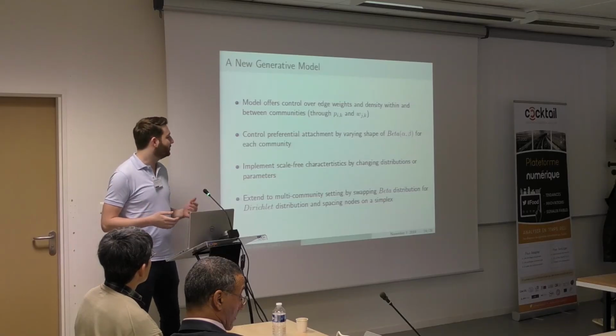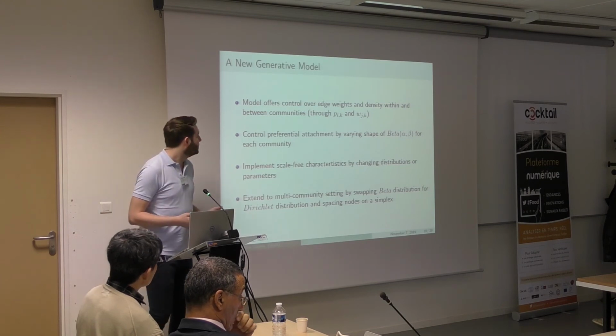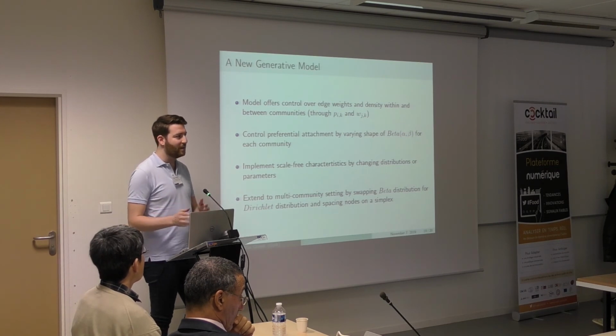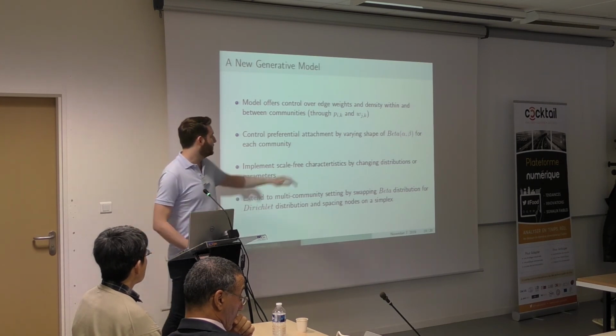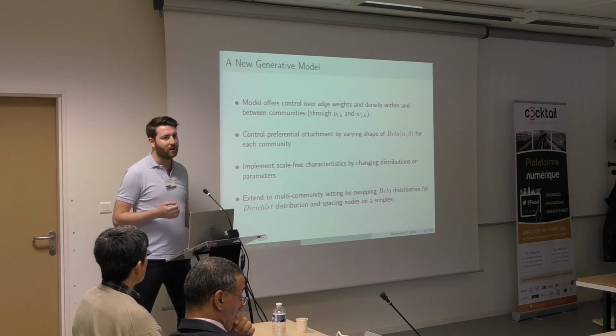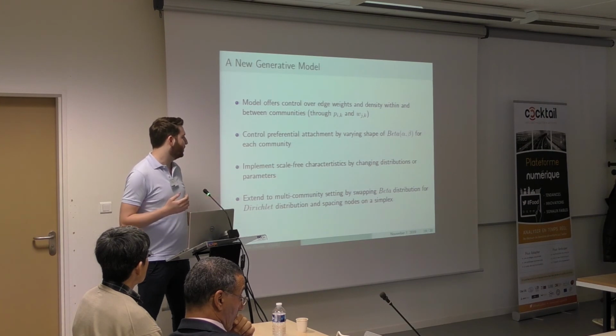Our hope is that we've got control over all of the characteristics of simulated graphs that we want. So we want control over edge weights, we want control over the density both within and between communities. By tuning our sample weights and the container sizes in our simulated graph, we should be able to get what we want. We've also got this idea of preferential attachment.